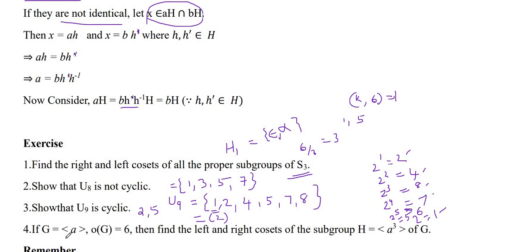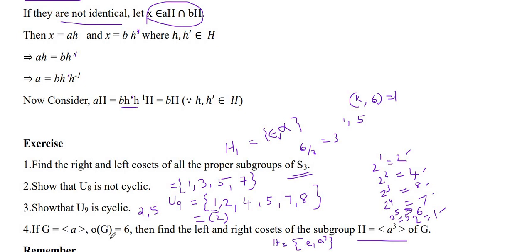Now this one can be tried by you. G is generated by A, and it's a cyclic group of order 6. You are asked to find the left and right cosets. This being cyclic, by the property it is abelian, so either you find the left or right coset of this subgroup H, which is generated by A cube. So you have only 2 elements in this. One is E, the other one is A cube. Why? Because A cube into A cube is A power 6, but A power 6 is nothing but E because the order of G is 6. So H is this.